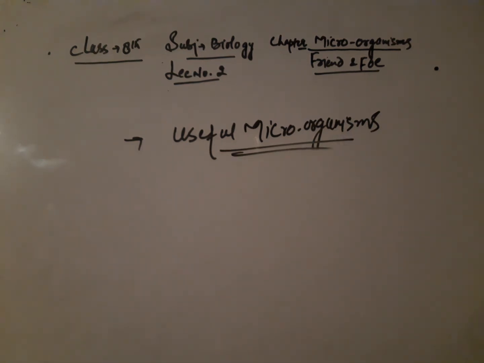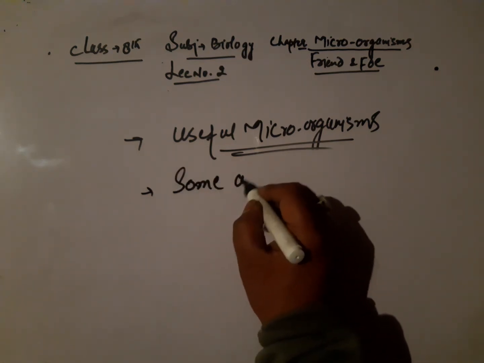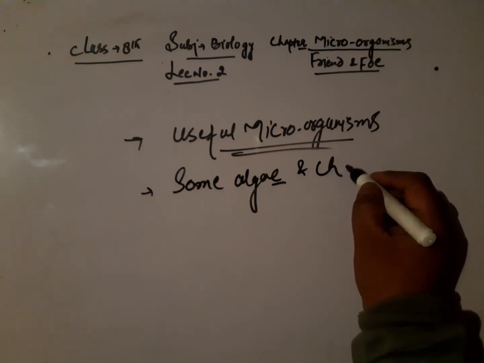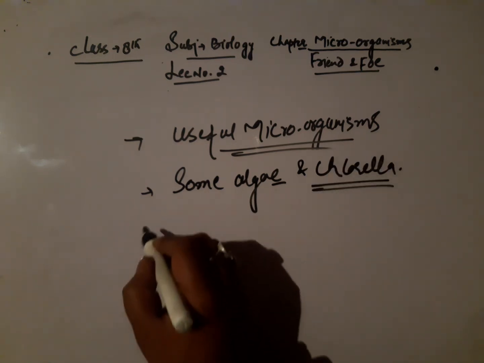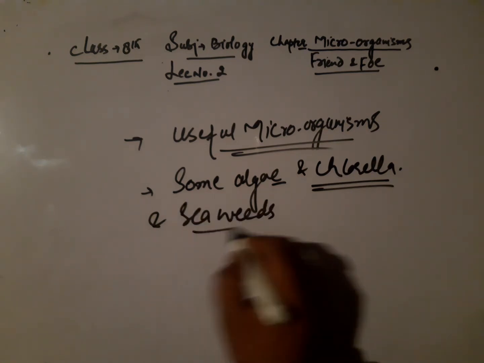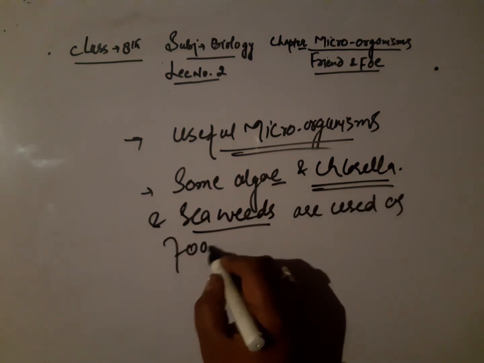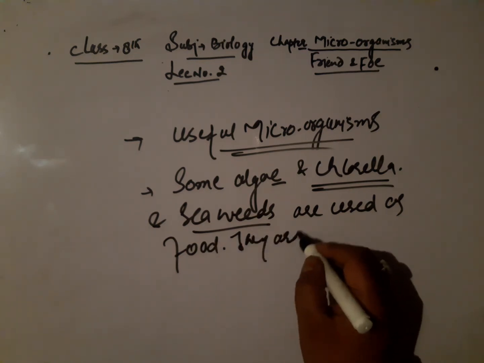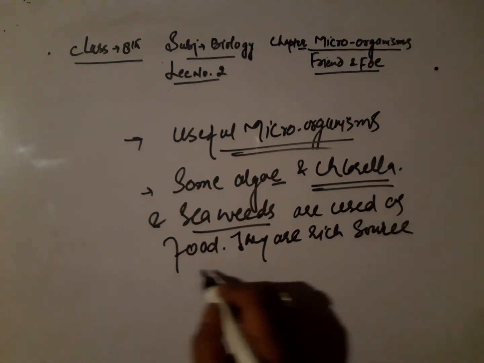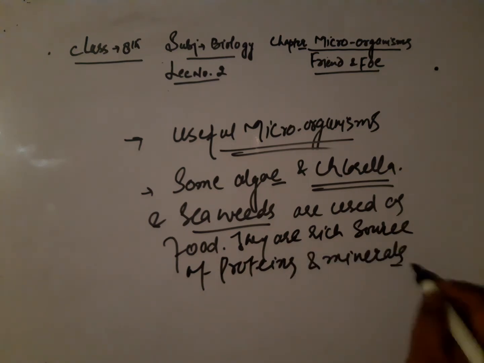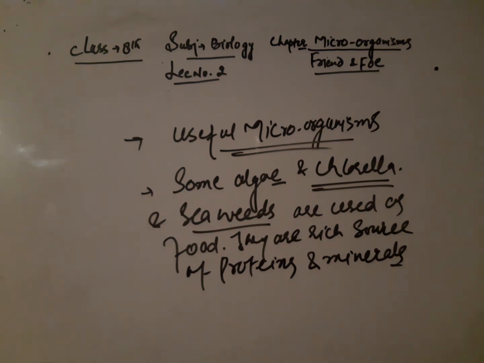Next, an important use of microorganisms is some algae. We can say some algae, chlorella and seaweeds, are used as food, as they are a rich source of proteins and minerals. This is another important use of useful microorganisms.